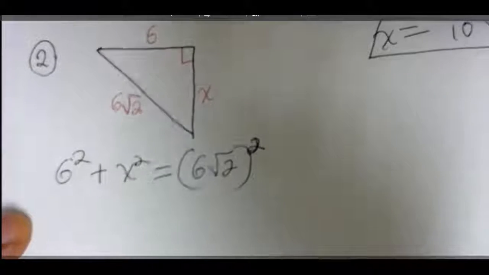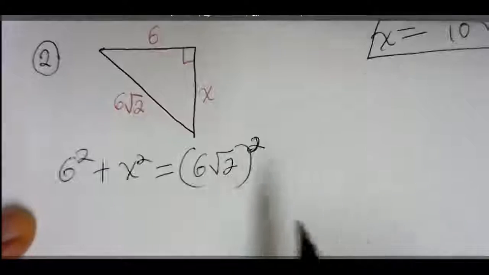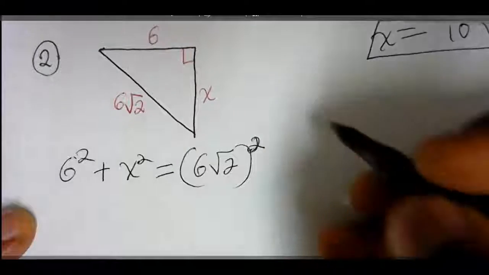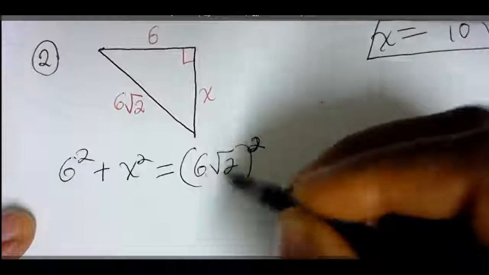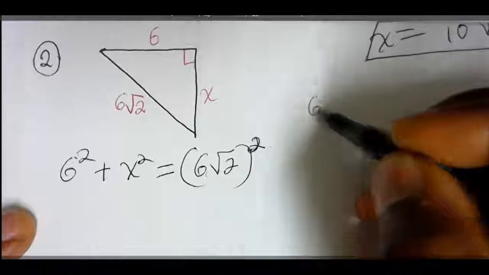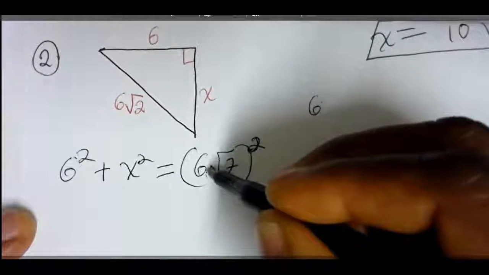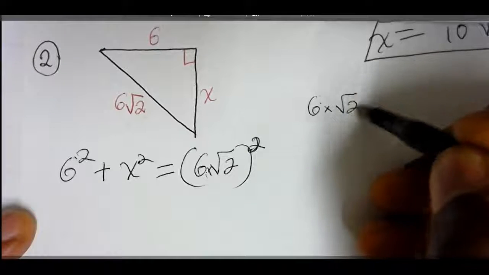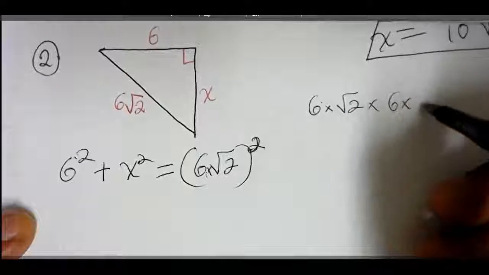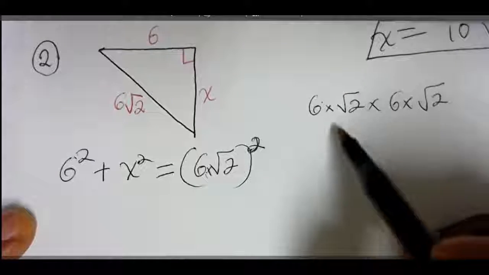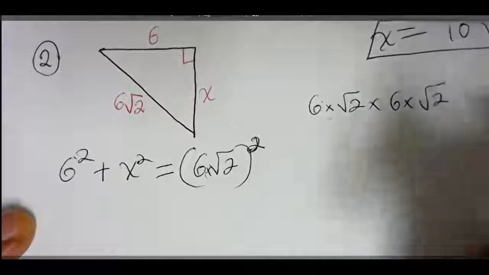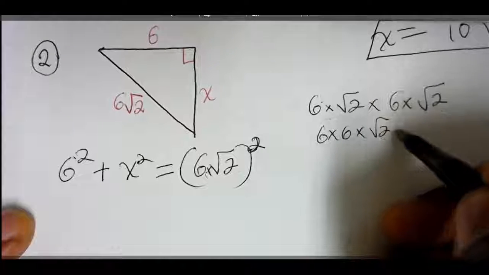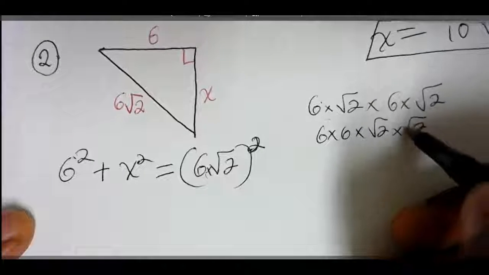And how do we simplify this? Hold on. Okay, anything squared, let's write it out here, is multiplying itself twice. So 6 square root of 2 is already 6 times square root of 2. So this is 6 times square root of 2 times 6 times square root of 2. So you're multiplying it twice. So this is 6 times 6, and then you multiply the square roots together.